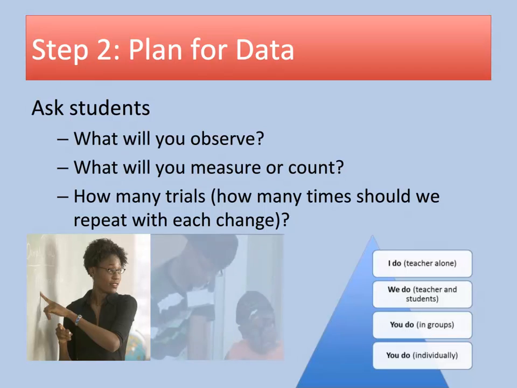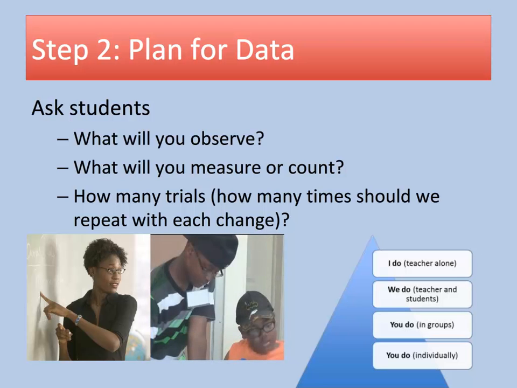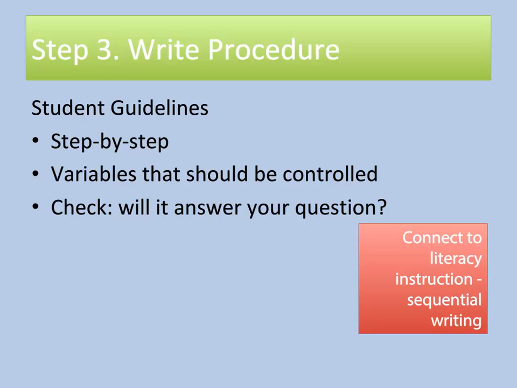After the initial modeling, the class can answer these questions together. We do. In subsequent experiments, the you do portion of gradual release can be done in groups with some peer-to-peer support before students are asked to perform the task individually. After we have a plan for what data to collect, we're ready to write a procedure.